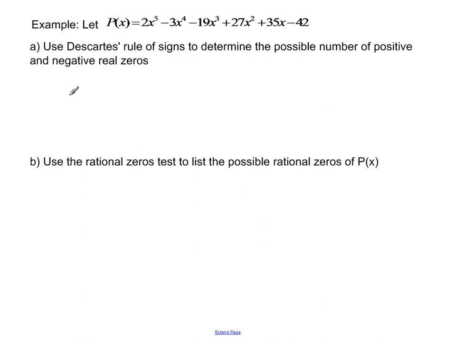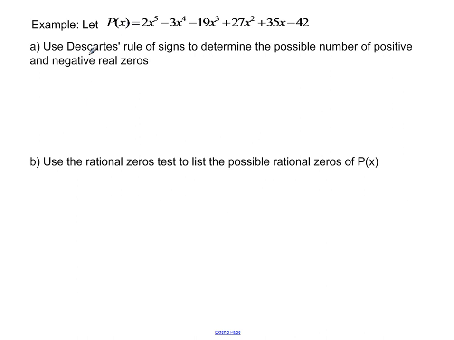Okay, so let's stop to review for a minute. We have two rules that we've just talked about that are very important to us: Descartes' rule of signs to determine the possible number of positive and negative real zeros, and the rational zeros test to get a test list of our rational zeros of p of x. So what do we have to do? We can actually determine a lot of information from this function from just these two rules, along with our leading term test about the left-hand, right-hand behavior of the function, and nothing else.